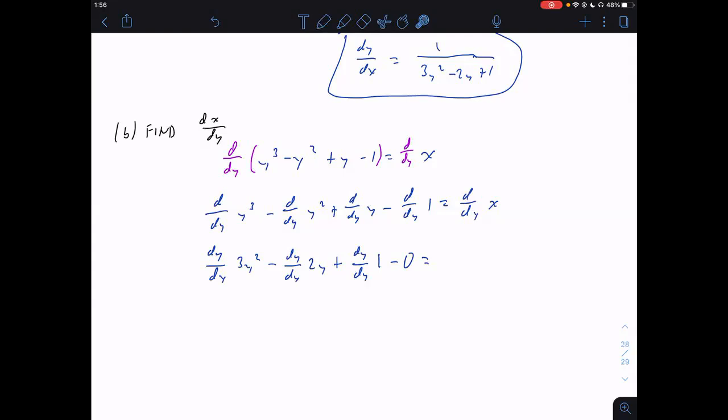But now let's look at the right-hand side. Here we're taking the derivative of a term of a variable of x with respect to y. So again, in the numerator, we have to specify the type of variable we're taking the derivative of, which in this case will be x. So we're going to have dx on top over dy. And what's the derivative of x? Just 1.